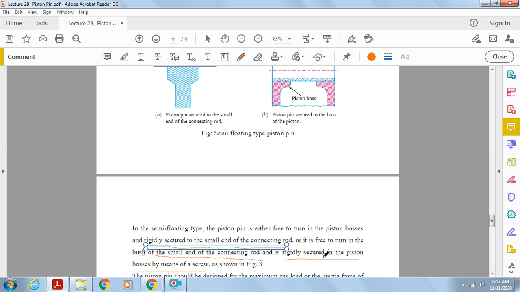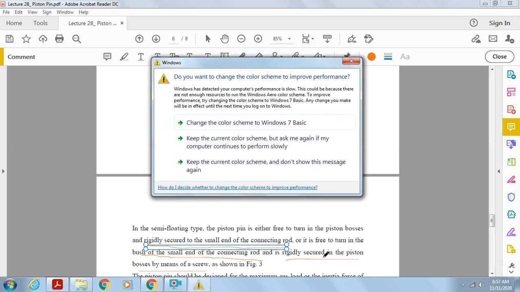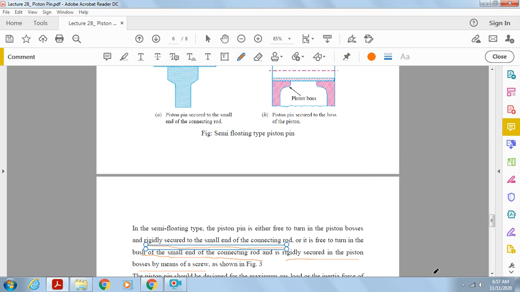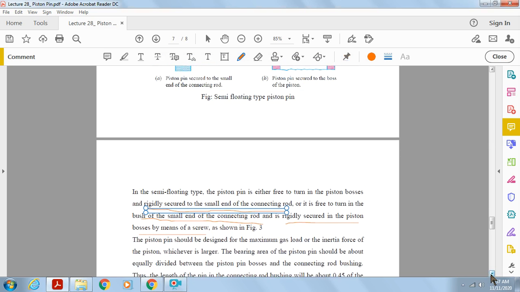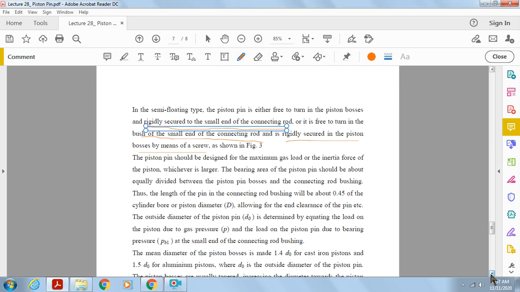So either the piston boss or the connecting rod. Among these two, at one part it will be free to rotate, but at the other part it will not be permitted to rotate. This is the biggest difference between the semi floating type and floating type piston pin.